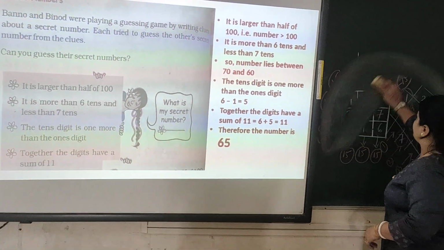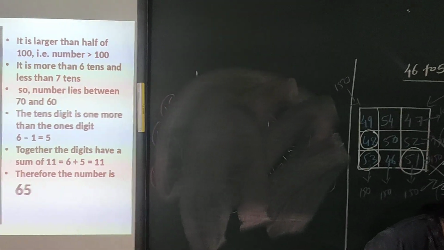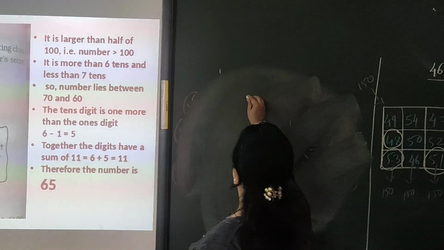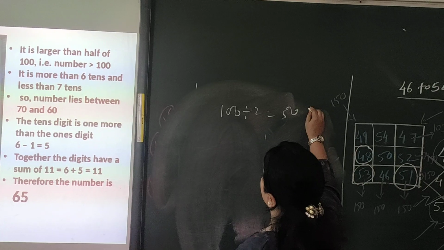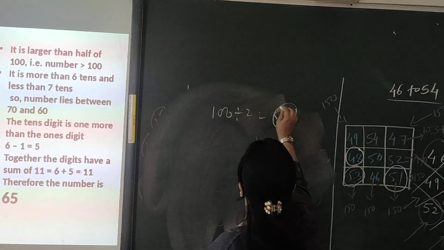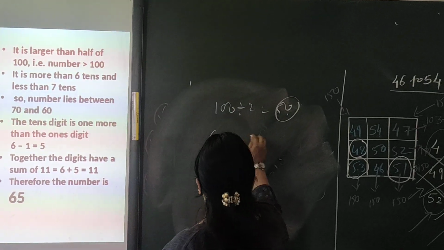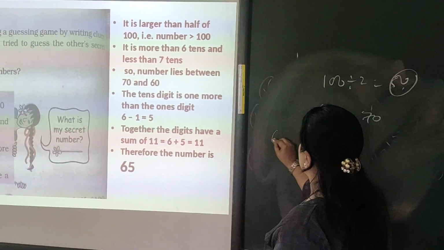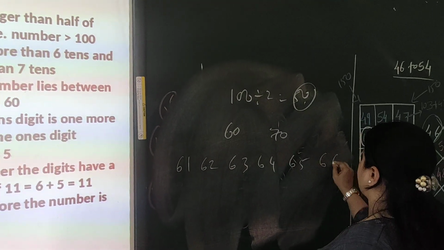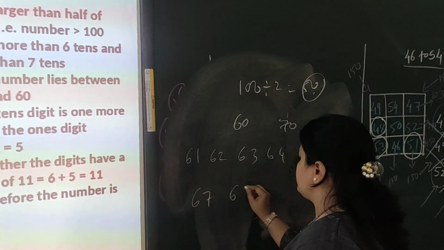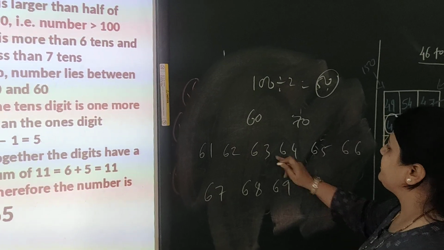See here. What is our first clue? That it is larger than half of 100. Half of 100 is 50, so the number is greater than 50. Okay. The second clue is between 60 and 70. So what will be the number? 61, 62, 63, 64, 65, 66, 67, 68, 69. Not 70. Only between these.